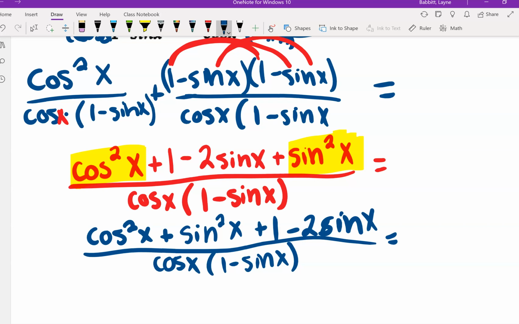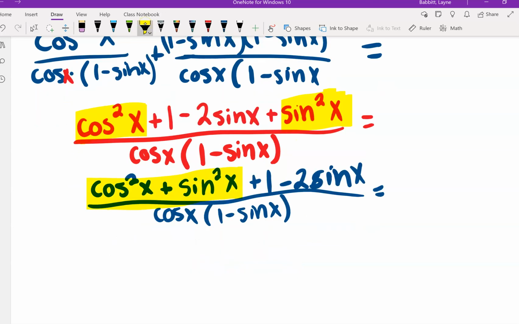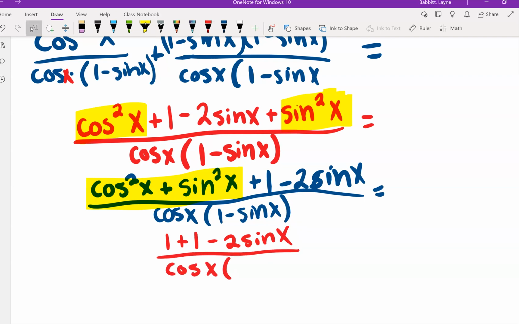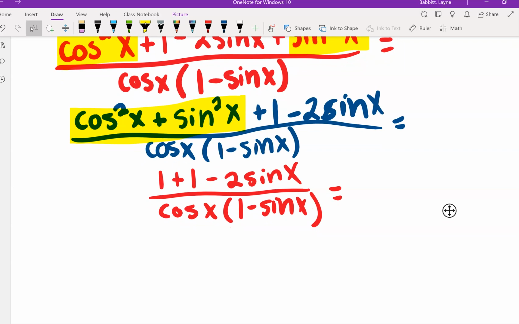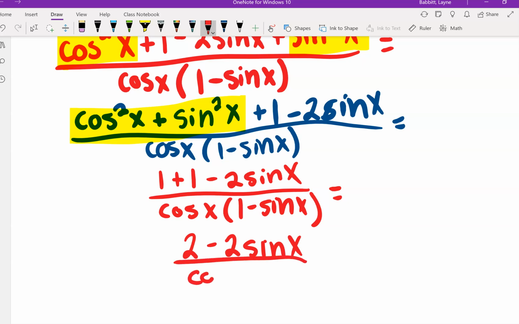Alright, and then we'll simplify some more. Next we can replace this with 1. So we'll have 1 plus 1 minus 2 sine x over cosine x times 1 minus sine x. Take a look at that numerator. We can simplify the 1 plus 1. 1 plus 1 is going to be 2, minus 2 sine x, over cosine x times 1 minus sine x.